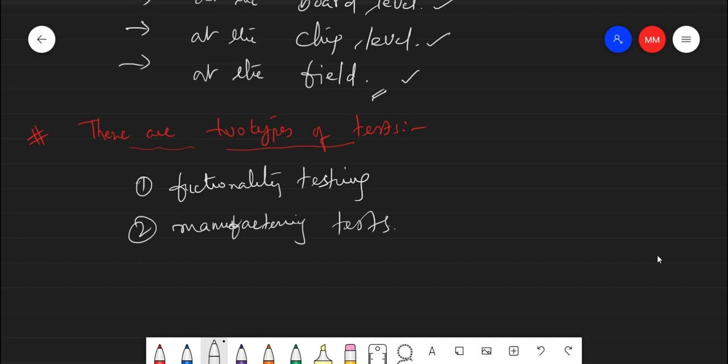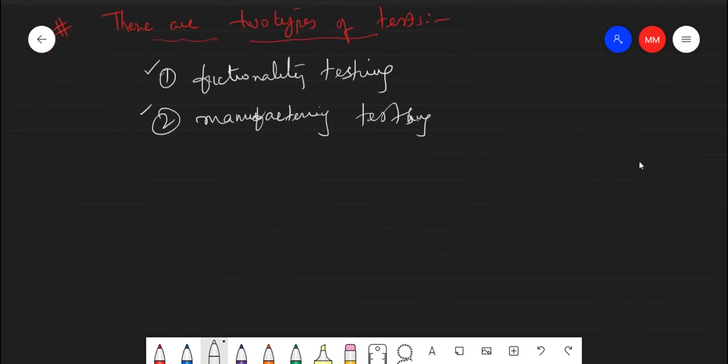Testing, or you can say manufacturing tests. There are two types of testing. One is functionality testing, another one is manufacturing testing. Let us see the first one, functionality testing. So what is functionality testing?